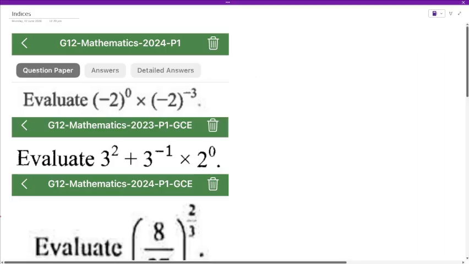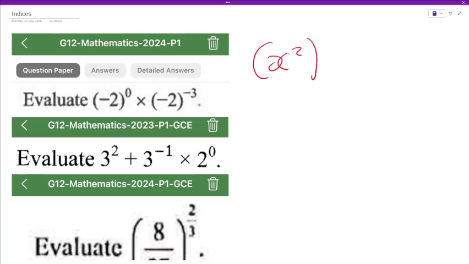Okay, so now we look at double indices. What are double indices? Double indices are basically scenarios where you have, let's say, x to the power 2 and then you have another power outside the bracket. They are called double indices because you have two powers there. Remember I said indices, they simply mean the same thing. It simply means a power, right? So these are called double indices because you have two indices there. Okay, so how do you handle double indices?